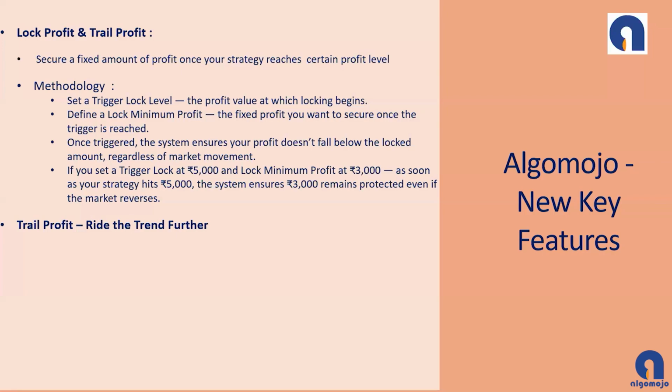Suppose for the first trade you had set 5,000 as the target, and for the second trade you kept 3,000 as the target. So whenever the second trade achieves, say, the 3,000 rupees target, the position will get closed. So you can redefine the targets and stop loss for each trade. However, you have to go and modify in the conditions. Yes.